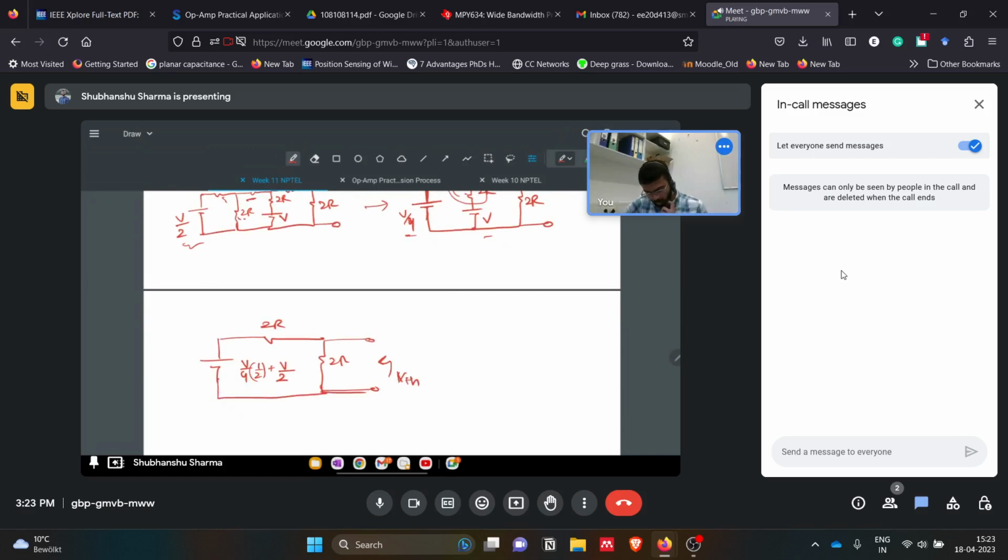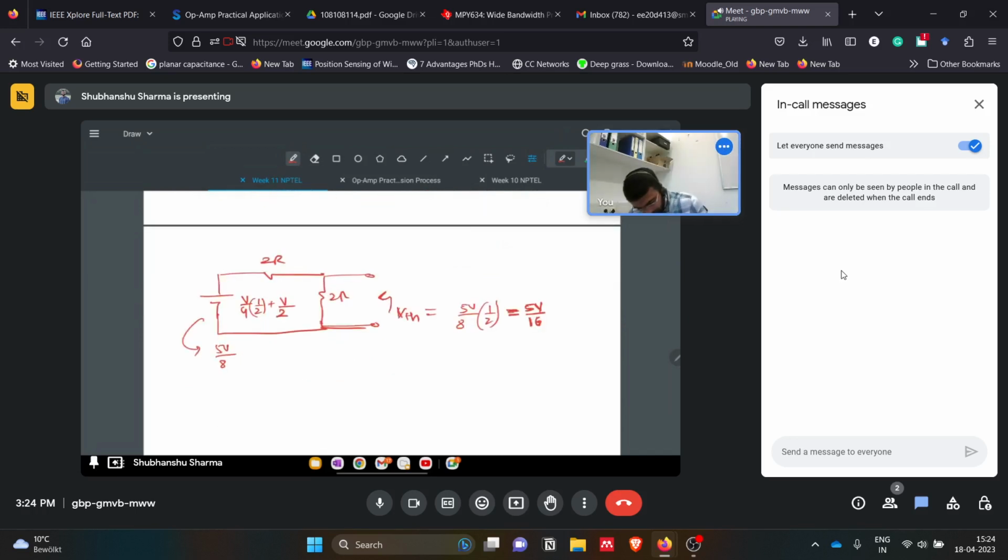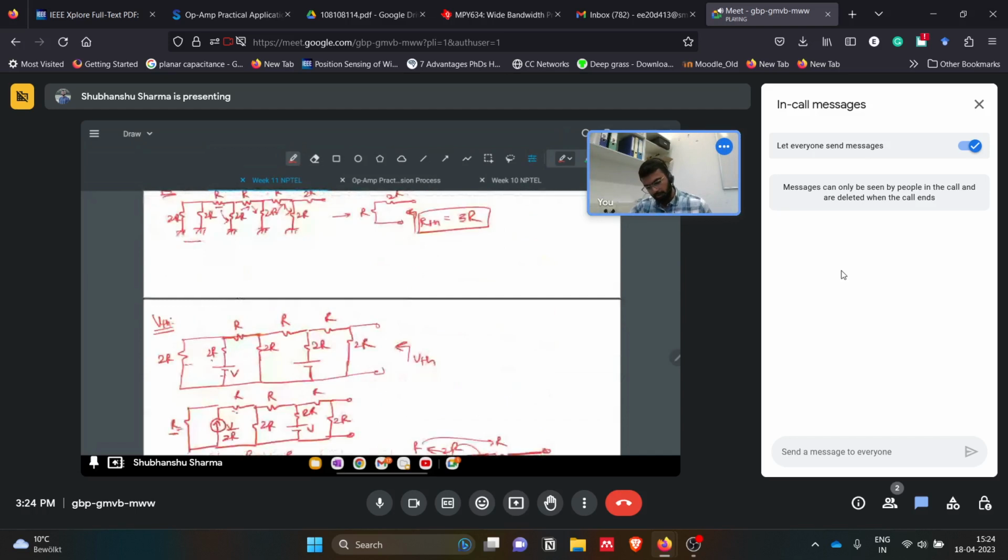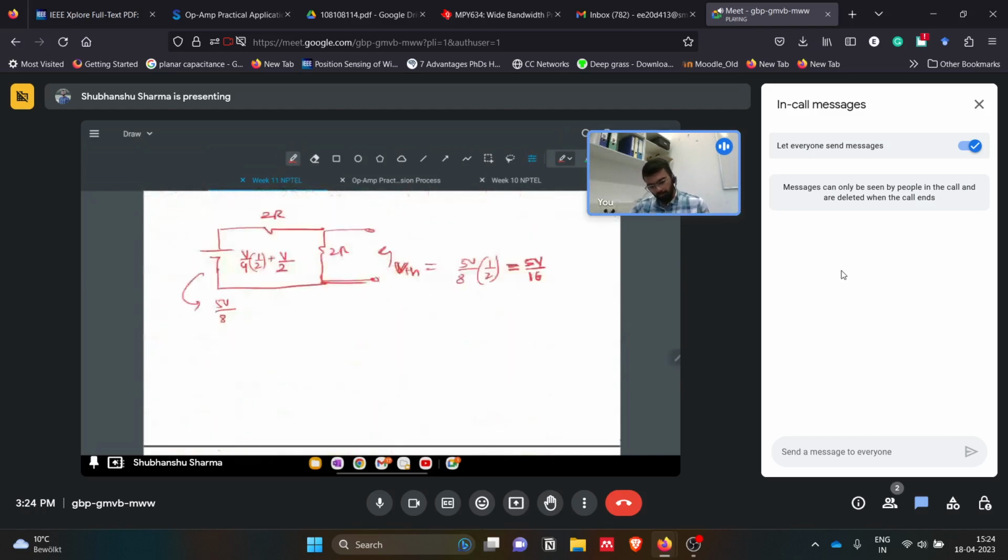Okay, so this will be equal to 5V by 8. So VTH will be what? Half of 5V by 8, that is 5V by 16. Okay, so VTH is this. Now we got VTH, and we already have RTH. So the final circuit will look like this.